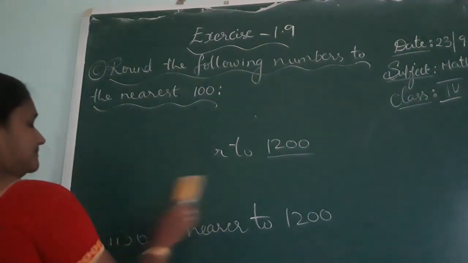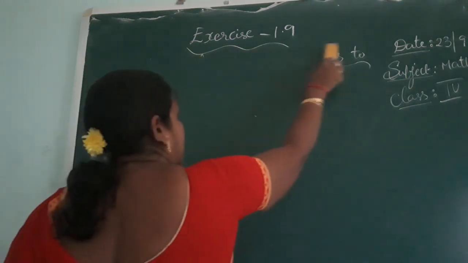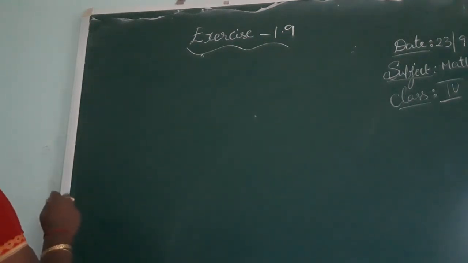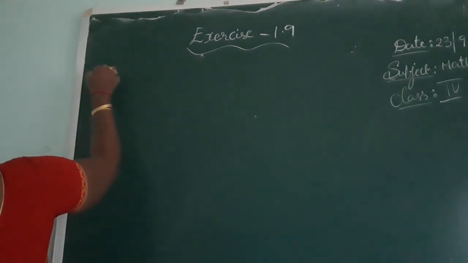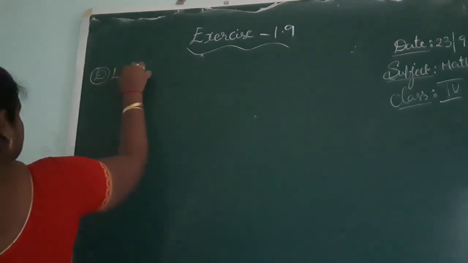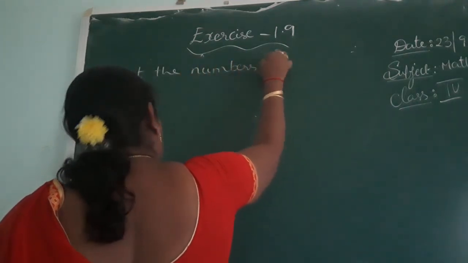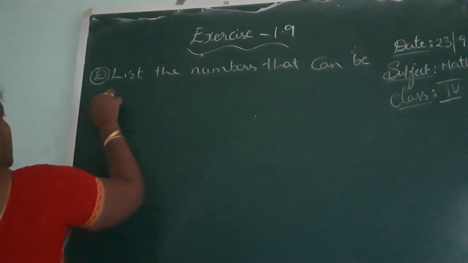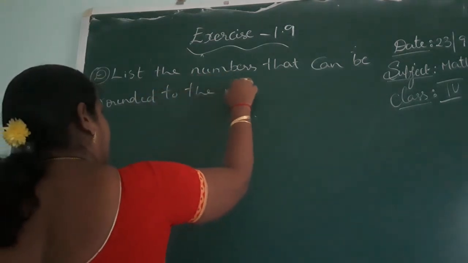What are the numbers we can list out? List the numbers that can be rounded to the nearest 100.